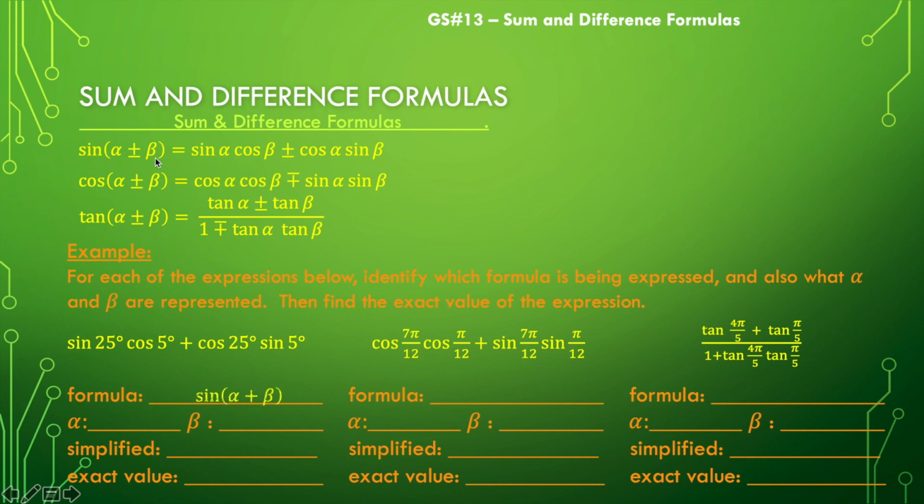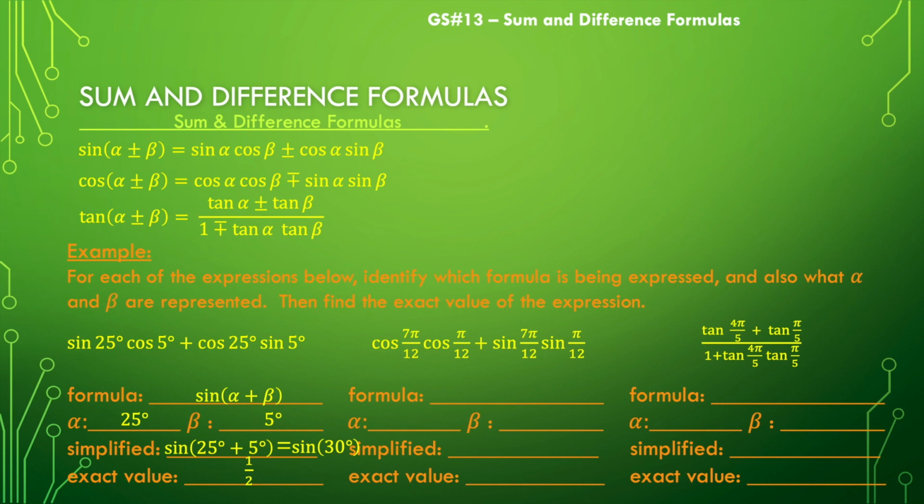So we know that this is going to be the sine of alpha plus beta. And our alpha in this case will be the first angle measure and our beta is the second. So we can say that alpha is 25 degrees and the beta is 5 degrees. So we can say that this is really the sine of 25 degrees plus 5 degrees, which is the sine of 30 degrees. And we know that from our unit circle to be 1/2.